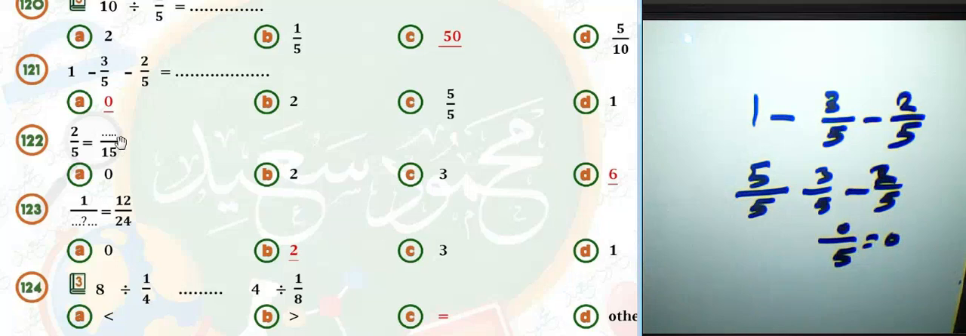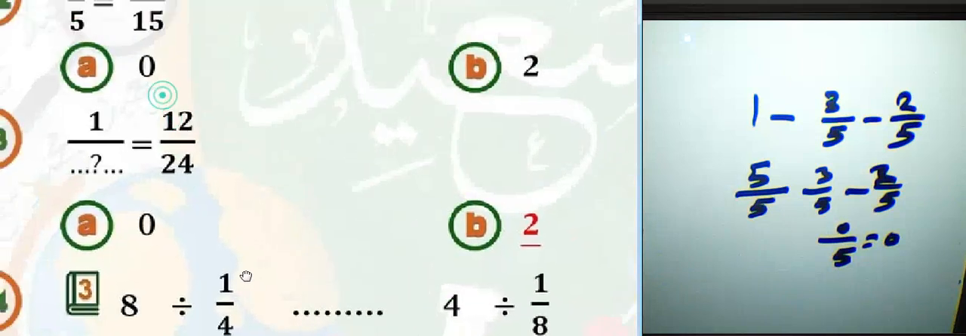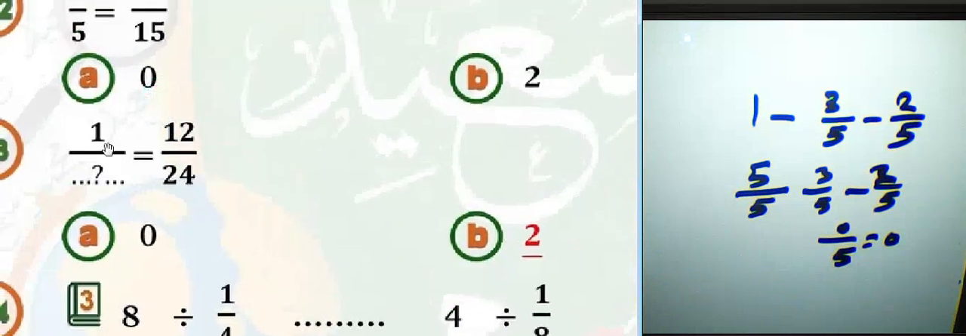2 over 5 equals blank over 15 by multiplication by 3. 5 times 3 equals 15, 3 times 2 equals 6. Choose letter D. 1 over blank equals 12 over 24. We know 12 is half of 24. 12 over 24 will be 1 over 2 because 12 is a half of 24.